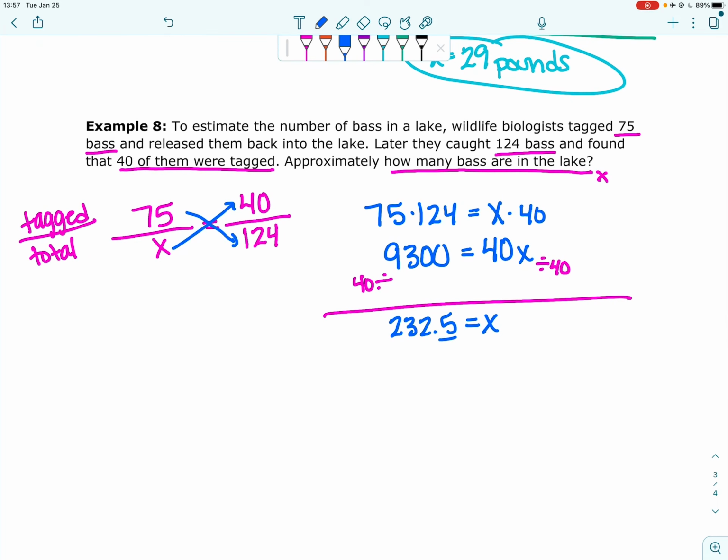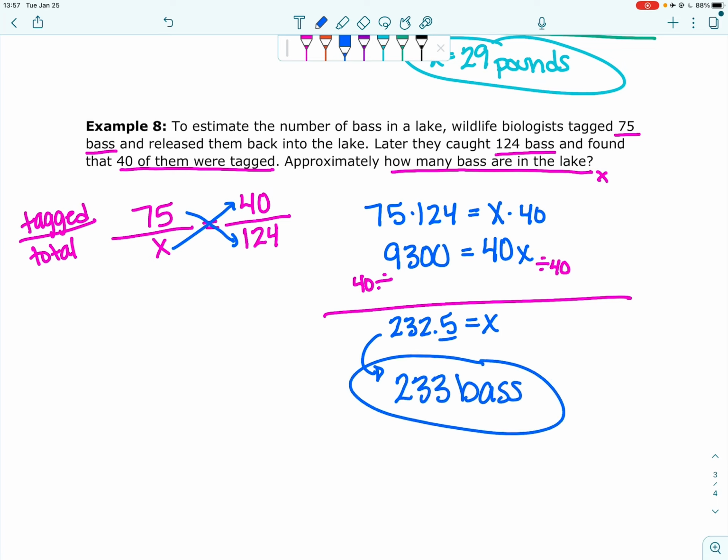But you can't have half a bass, because that's what we're trying to solve for. We're trying to answer how many bass are in the lake. You can't have half a bass. So the answer to this one is going to be 233 bass. You have to round this one up to a whole number because you can't have half of a bass.